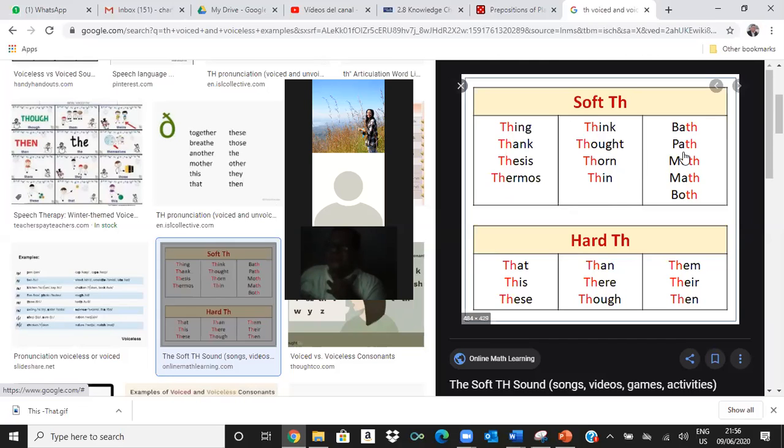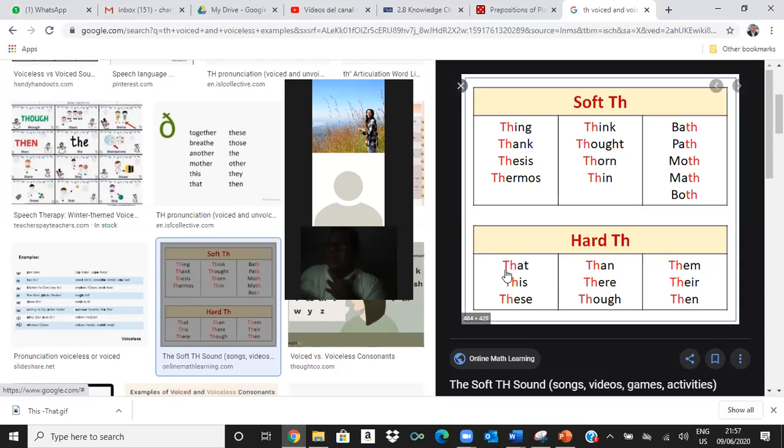Bath. Moth. TH. Tiene que ser un sonido donde no una T, sino una moth. Math. Both.